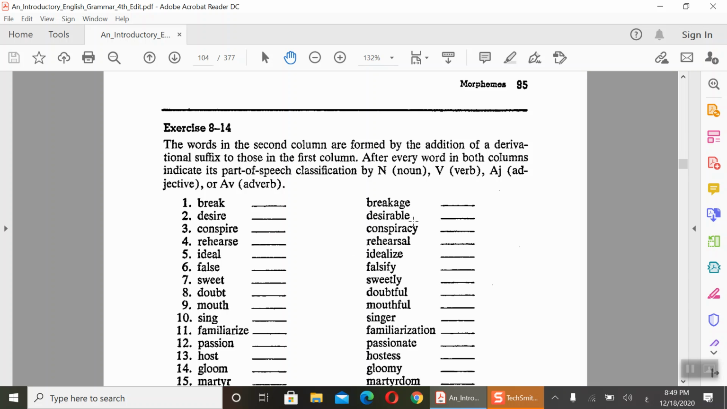Is it inflectional? No. And then it's what? It is derivational. Here it's what? Verb, desire. Desirable is what? Adjective. Desire, when we add s, desire, desires. Does it change? No. And then s is what? Inflectional. But able is what? Is derivational.